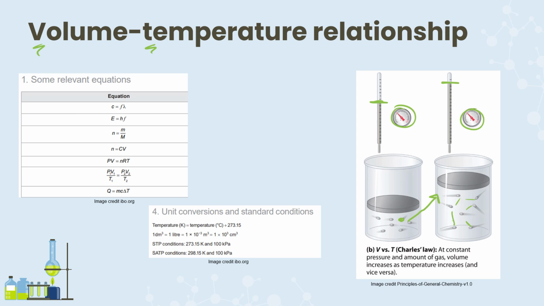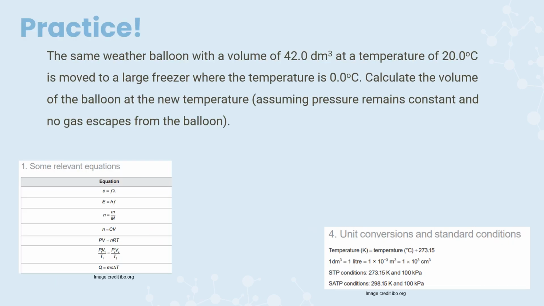Once again, we're going to use our combined gas law, but when I'm looking at just volume and temperature, I can ignore the pressures. We're just going to do V1 over T1 equals V2 over T2. This temperature needs to be in Kelvin, so make sure that you remember that in section 4 of our data booklets, we have our conversion for going from Celsius to Kelvin. And let's apply this new behavior of gases to another practice problem.